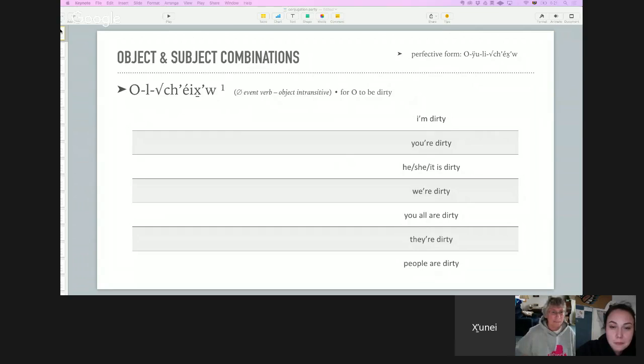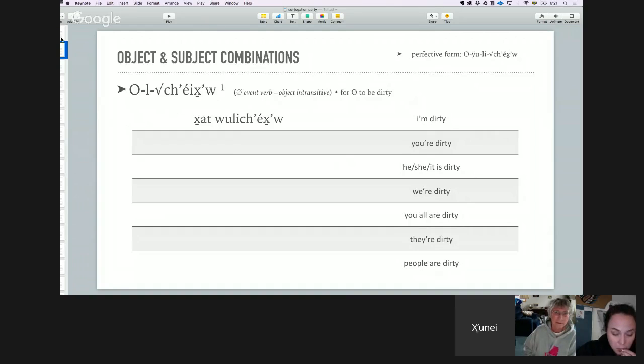Would it be chatwuchlichech? So we have from contestant number 1, chatwuchlichech. Absolutely correct. Okay, now we start going around the room.